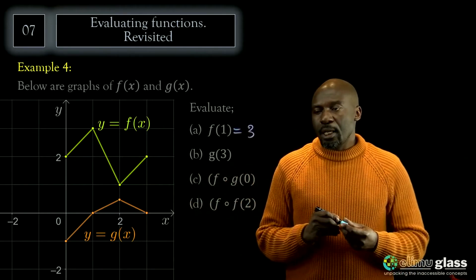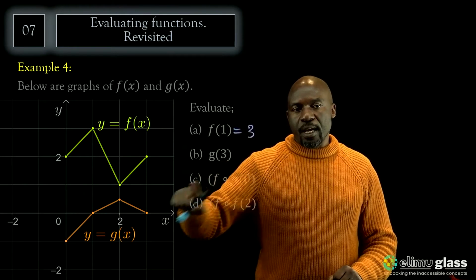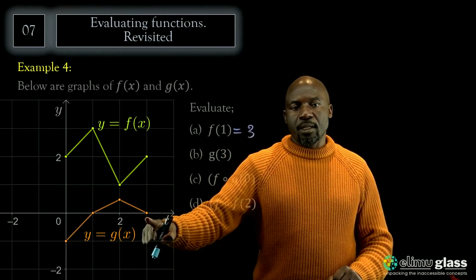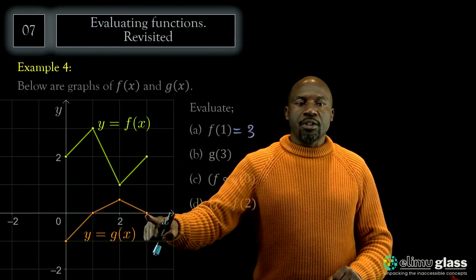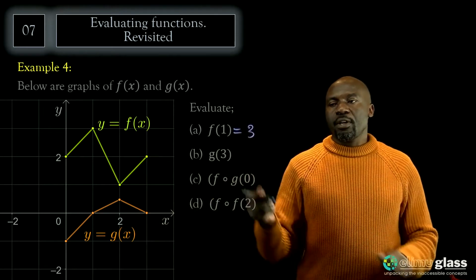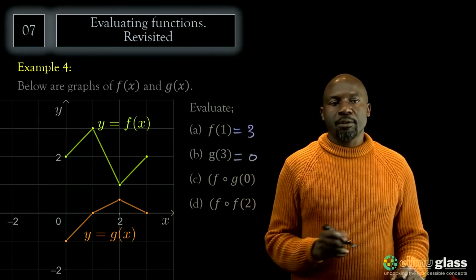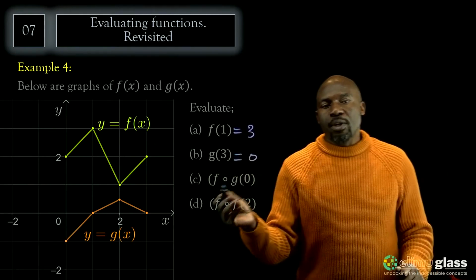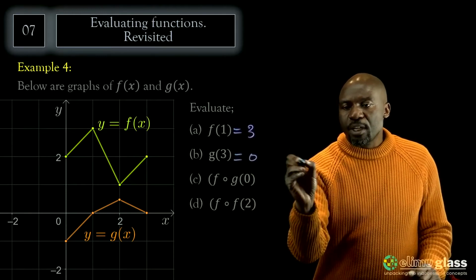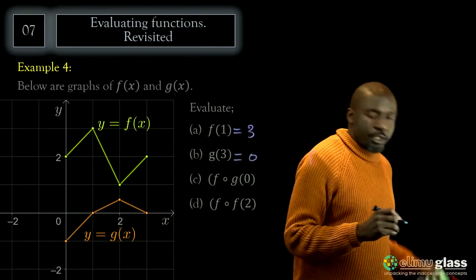G of 3, once again, now x is 3. So we go to the x-axis and locate 3, x is 3. G of 3 is obviously 0. The graph is crossing right there. So g of 3 here is 0. Okay? Now we are looking for f of g of 0. So first of all, we have to look for g of 0.